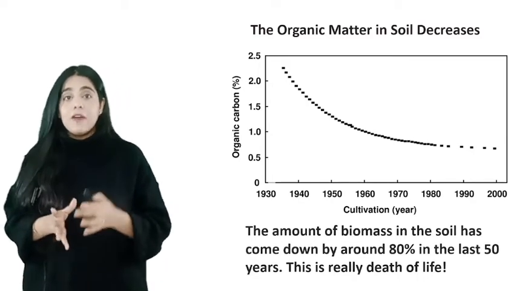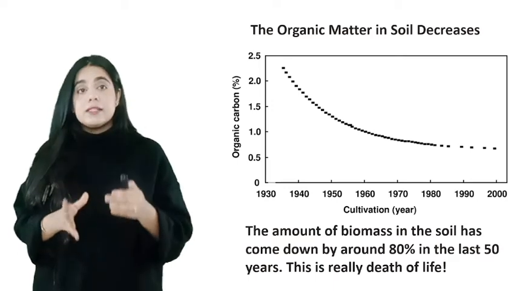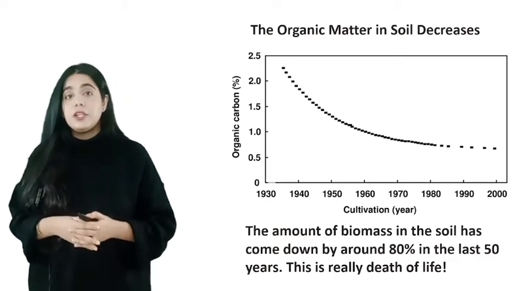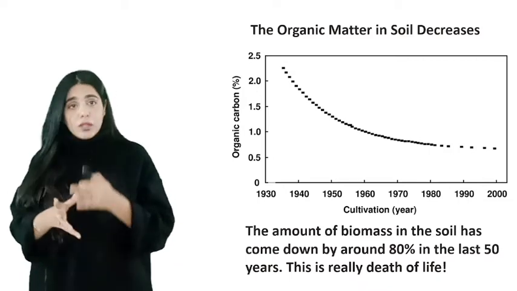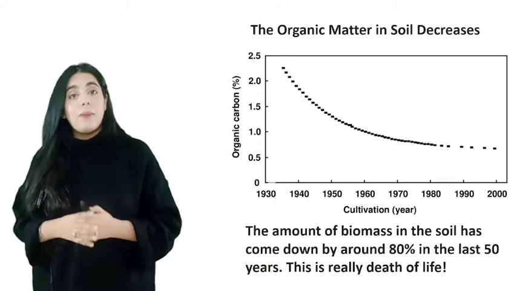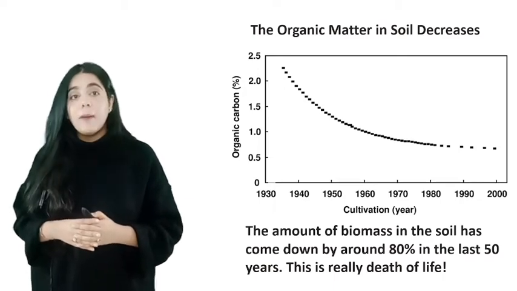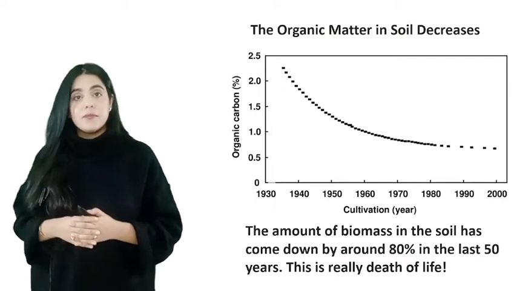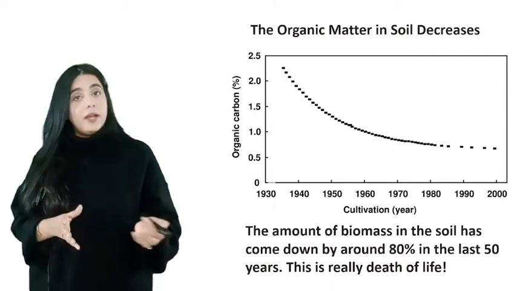This is the average topsoil that is living approximately on the planet. But the level of degradation that has happened in the last 70 years is very scary. The amount of biomass in the soil has come down by around 80% in the last 50 years. This is really death of life.